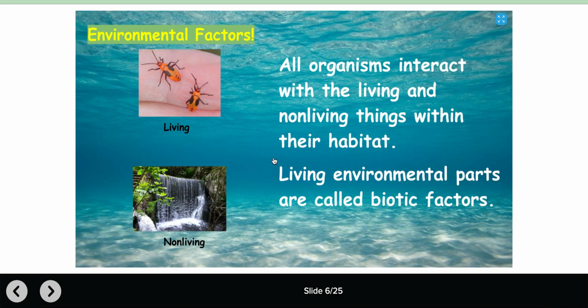Okay, all organisms interact with the living things and non-living things in their habitat. Living environmental parts are called biotic factors. So these bugs are biotic factors. And that also goes for anything that is a process of a living thing, such as drinking, eating, hunting, all these things. They're also biotic factors. But this waterfall is non-living, so it is not a biotic factor. Although drinking water would be a biotic process, the water all alone, not being involved in anything right now, is not a biotic factor.